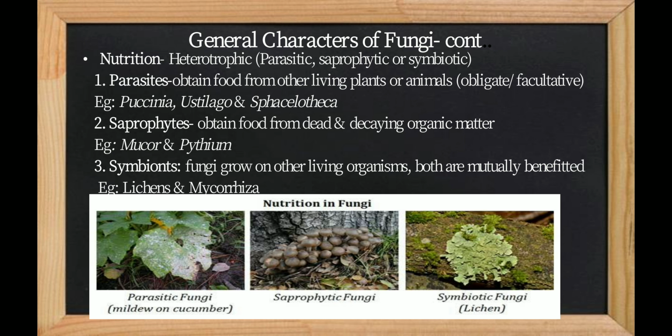Saprophytes are those which obtain food from dead and decaying organic matter. Examples are Mucor and Pythium. And these saprophytes may be obligate saprophytes or facultative saprophytes. The third group of fungi is symbionts, where the fungi grow with other living organisms wherein both are mutually benefited with one another. The best examples are lichens and mycorrhiza.